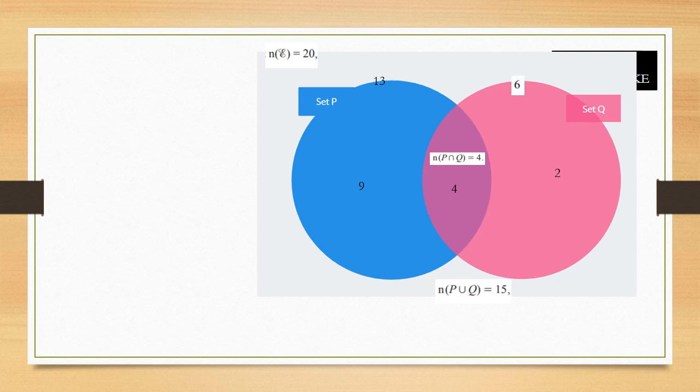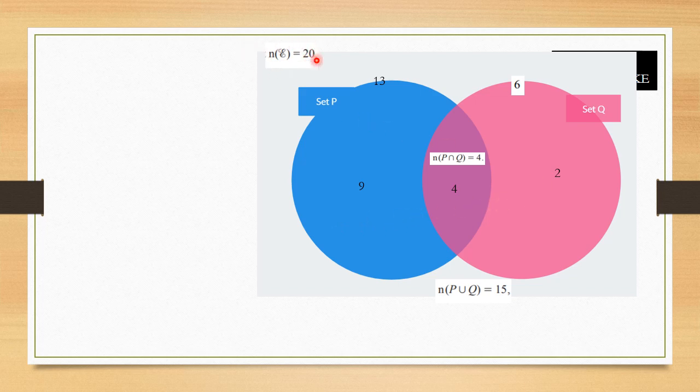Next, n(Q), that means the number of elements in Q, adds up to 6. So you can see the pink circle over here represents Q. So 4 plus 2, it is 6. 9 plus 4 plus 2, together it gives 15. That's the union.